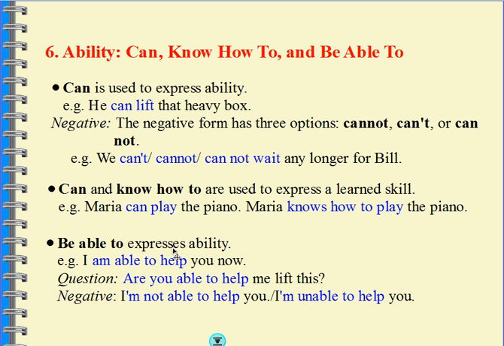Be able to expresses ability. Example, I am able to help you now. Question form, are you able to help me lift this? Negative form, I'm not able to help you. I'm unable to help you. Unable replaces not able.